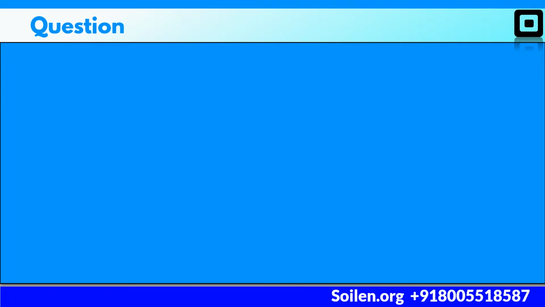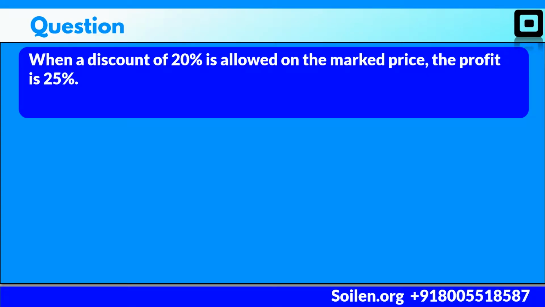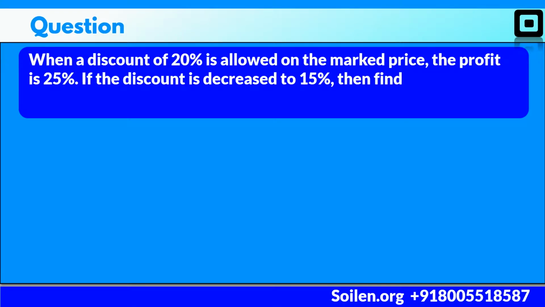The question is given here. When a discount of 20% is allowed on the marked price, the profit is 25%. If the discount is decreased to 15%, then find the profit percent.